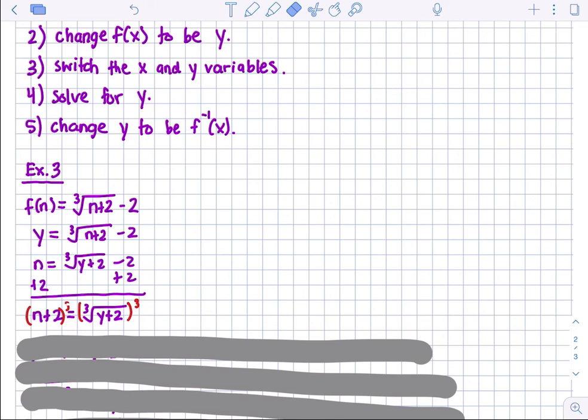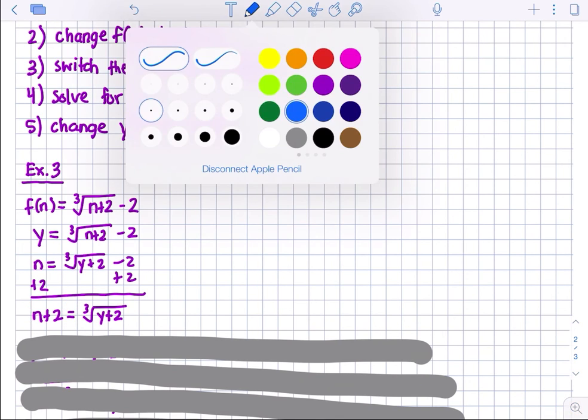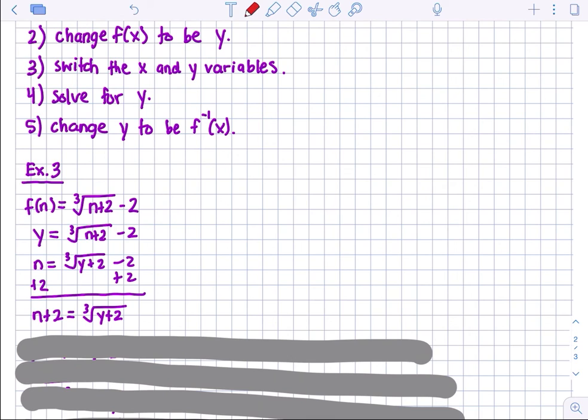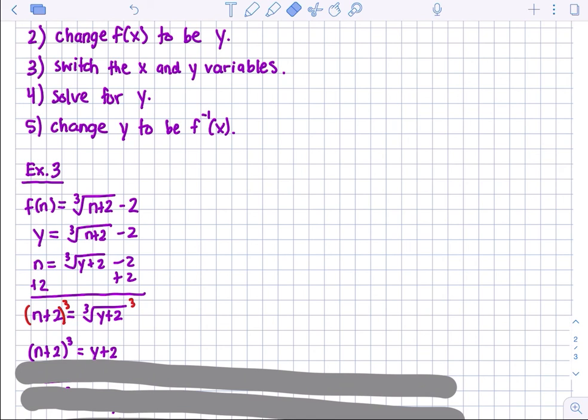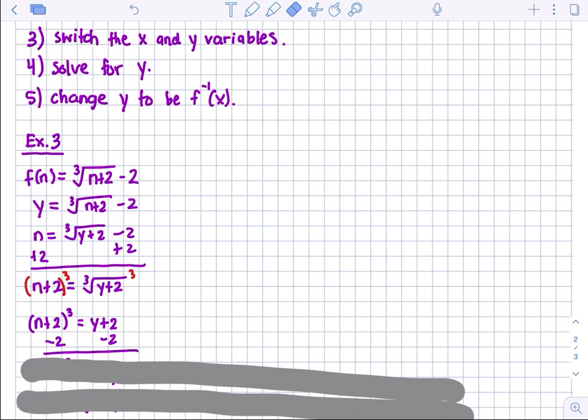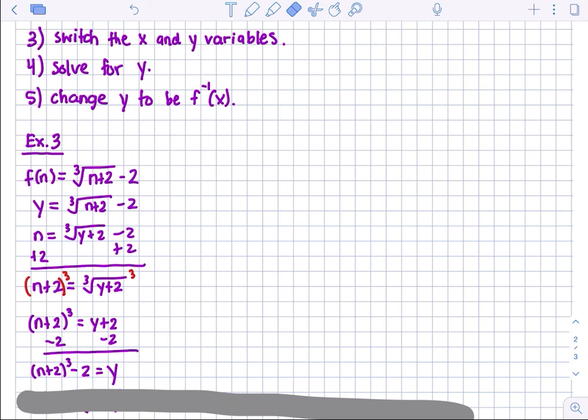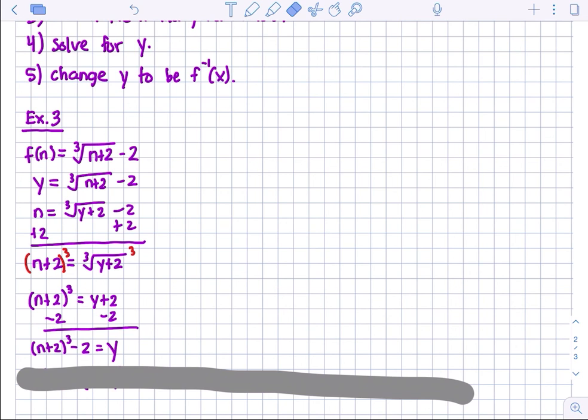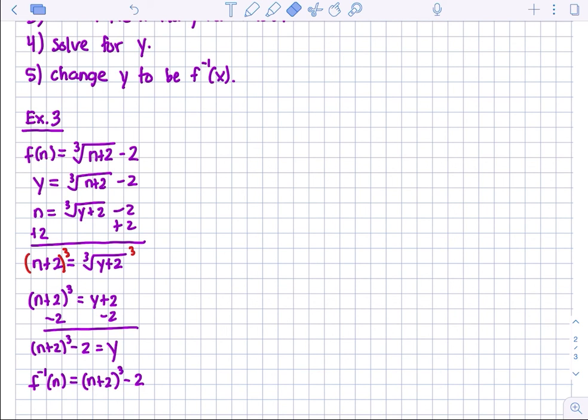Now when you guys get to this part, we're trying to solve for y. So that means we need to raise this side by 3 and we need to raise this side by 3. So then the cube root cancels, so then we get that, and to solve for y, we just subtract 2 to both sides, and we get that. And last step, step 5, change y to be f inverse of x. So for us, it's f inverse of n is equal to all of that.